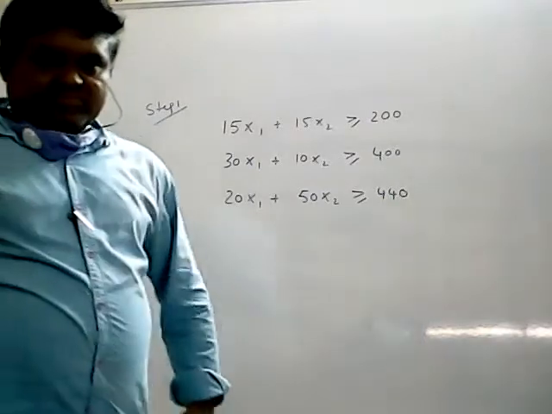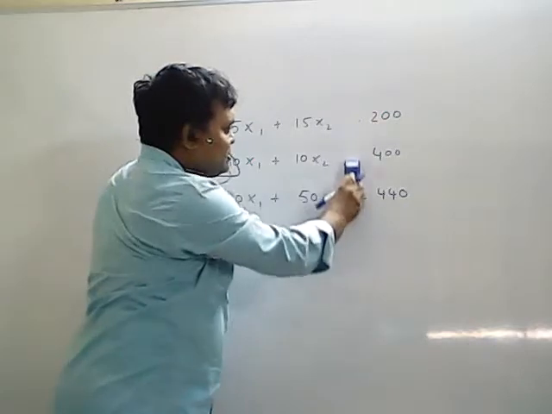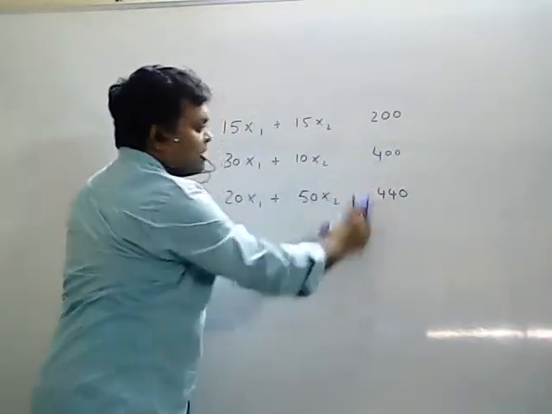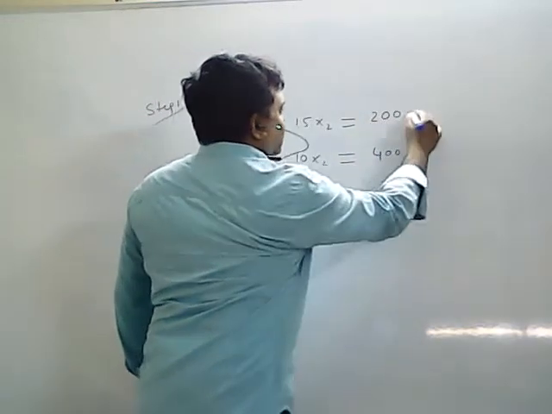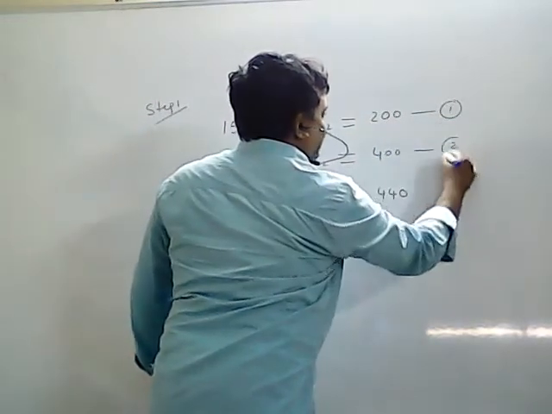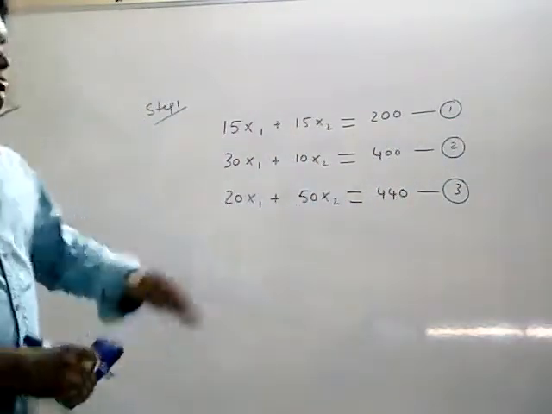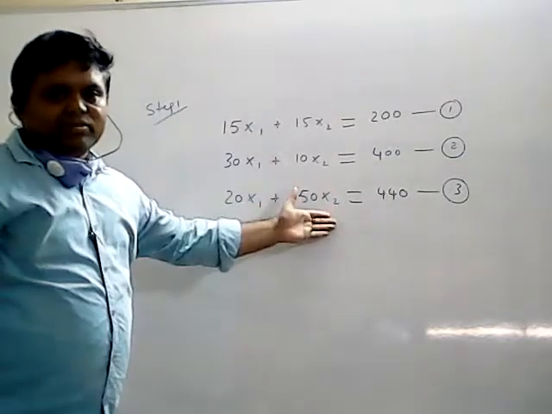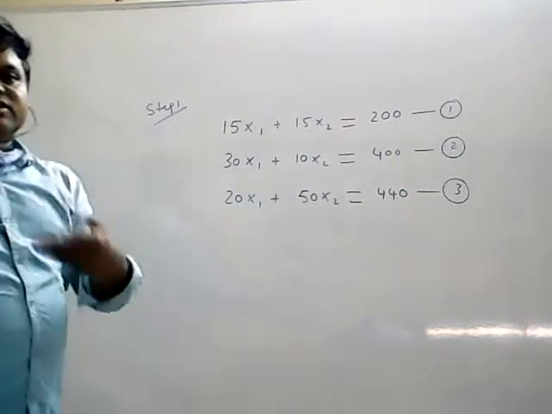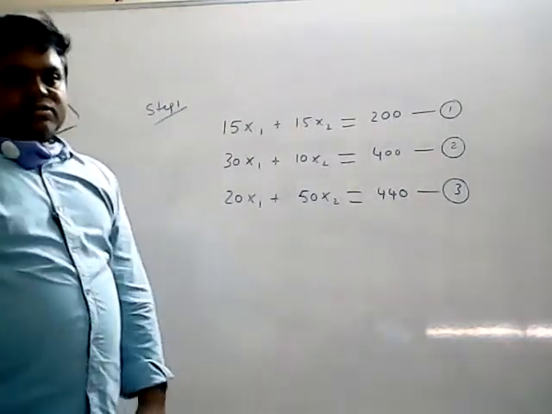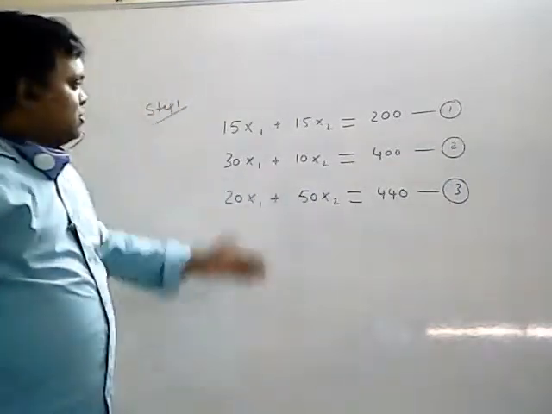Then we get all the inequalities converted as equalities. This is equation number 1, this is equation number 2, this is equation number 3. So step number 1 is completed. I have converted all the inequalities into equalities. How many equations did I get? 3 constraints, so 3 equations. If you have 4 constraints, you will get 4 equations. In the previous problem there were only 2 constraints, so only 2 equations.